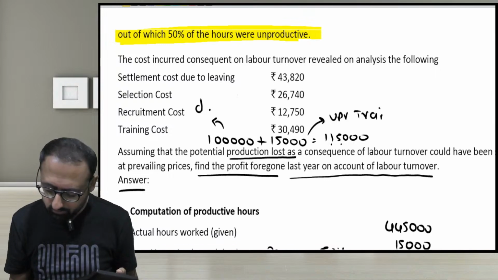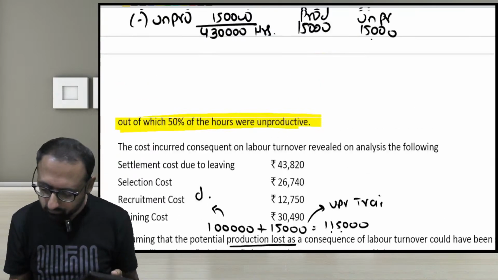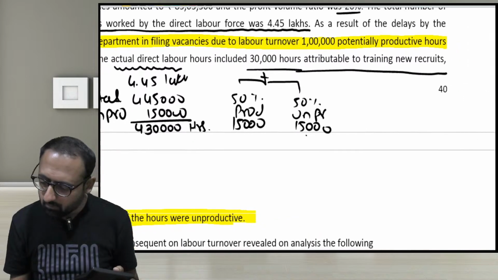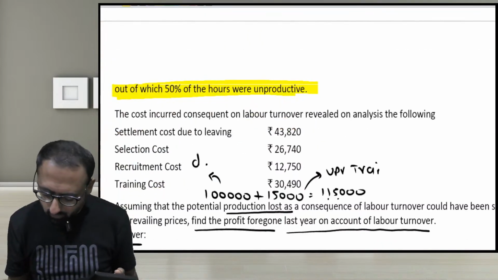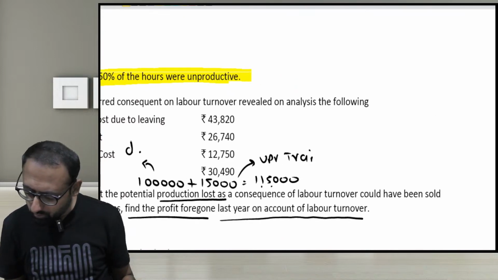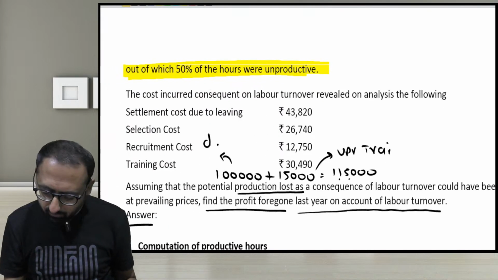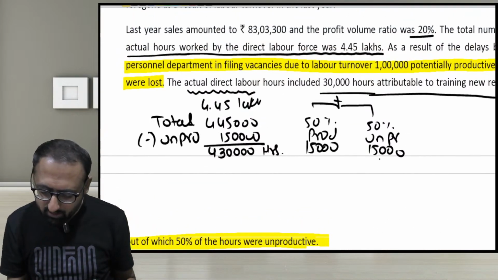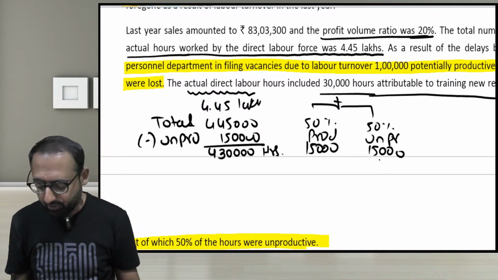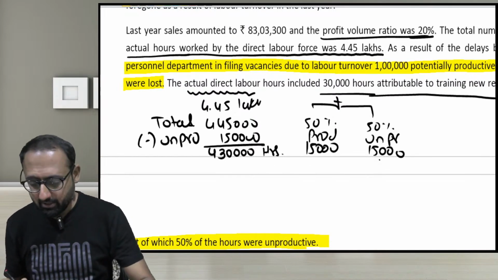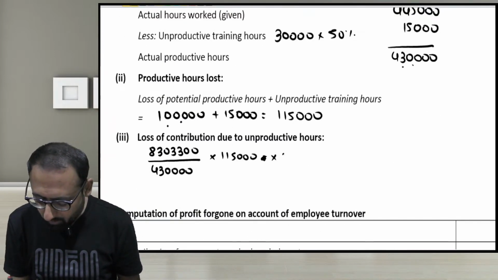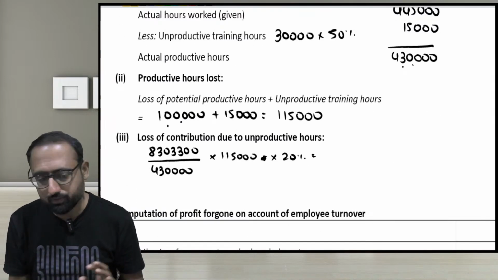Where did it go? PV ratio. Sir, PV ratio, where is it? 20% is your PV ratio. Okay, online student, thank you so much for answering. So 20% was your PV ratio.